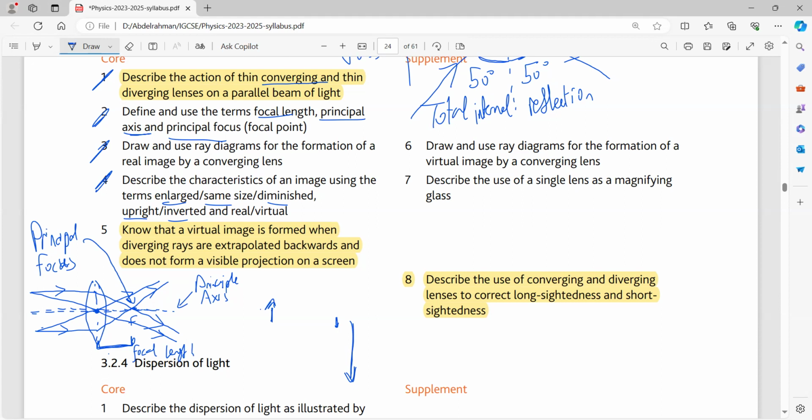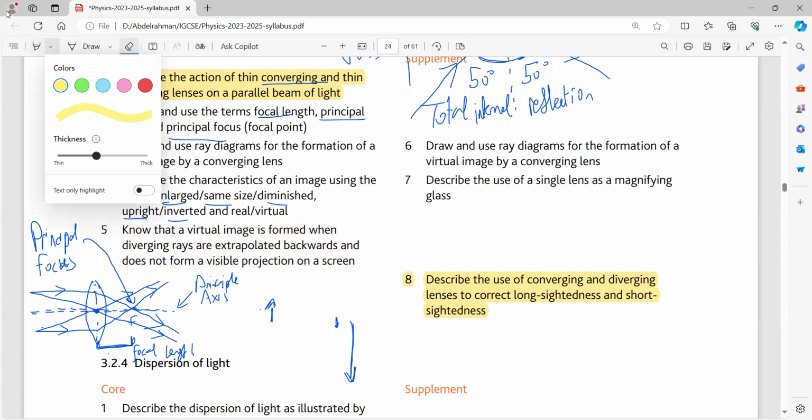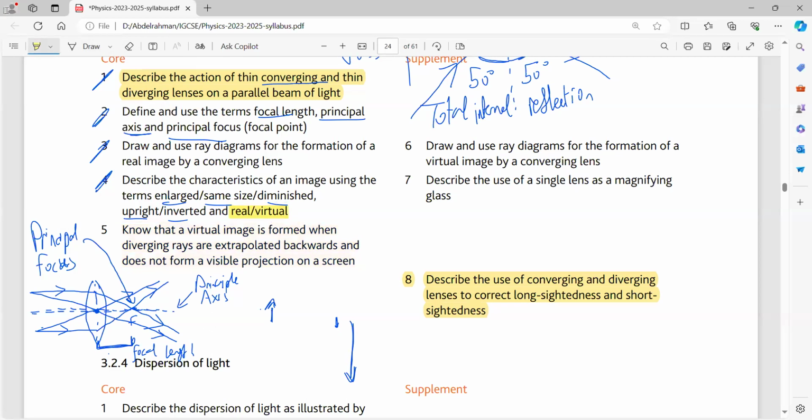And real versus virtual. This is actually a part you're required to know. What is a real image? And what is a virtual image? We have 2 points. Real images are those inverted images. If you have an image which is inverted and on the other side, it would be a real image.